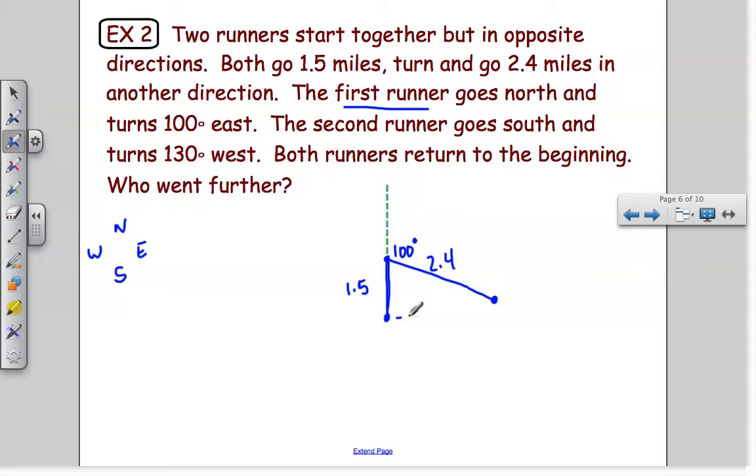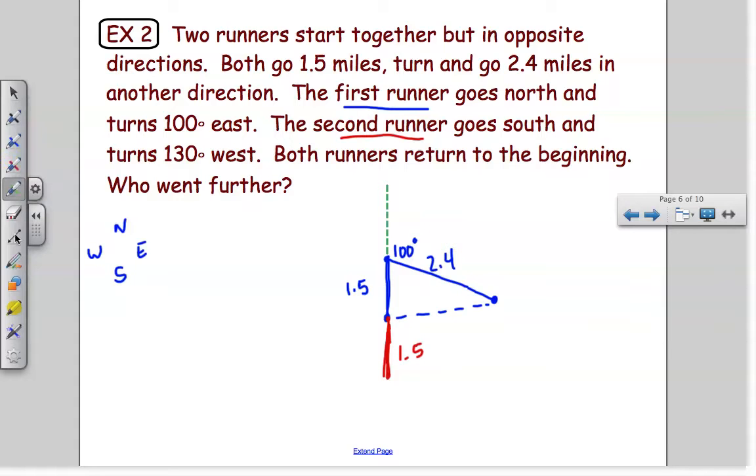And then he would go back home by taking this path. That's what I'm interested in. The second runner goes south and turns 130 degrees west. Okay, so he goes south to start. Remember, the same distance as the first guy. I think I drew that a little bit further than I meant to there. And they both went 1.5 miles at the beginning.